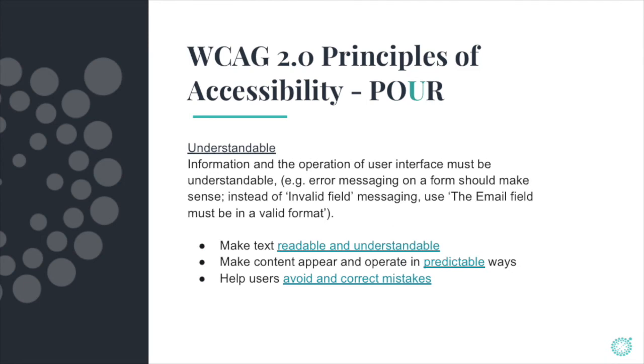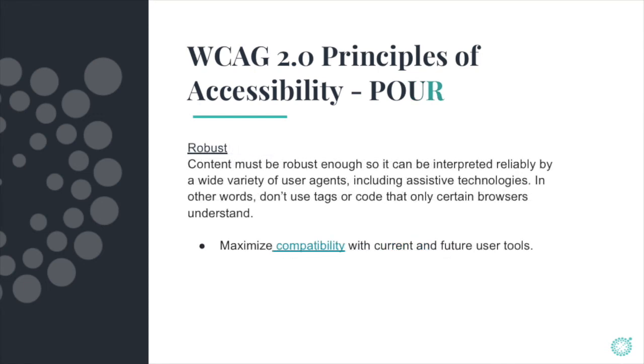Here's the U in POUR, and that's understandable. Information and the operation of user interface must be understandable. So make text readable and understandable, make content appear and operate in predictable ways, and help users avoid and correct mistakes. The R in POUR is robust. Content must be robust enough so it can be interpreted reliably by a wide variety of user agents, including assistive technologies. In other words, don't use tags or code that only certain browsers understand. You want to maximize compatibility with current and future user tools.